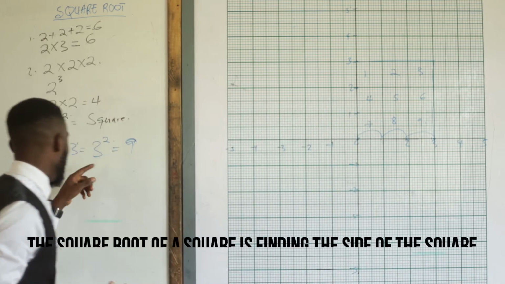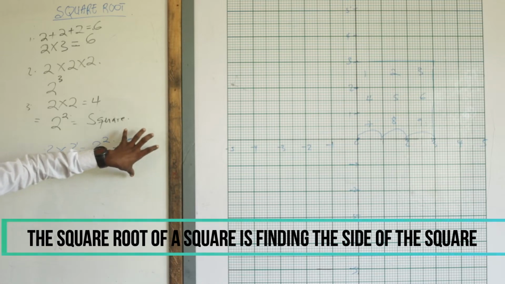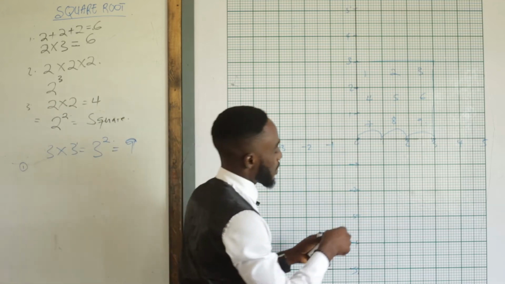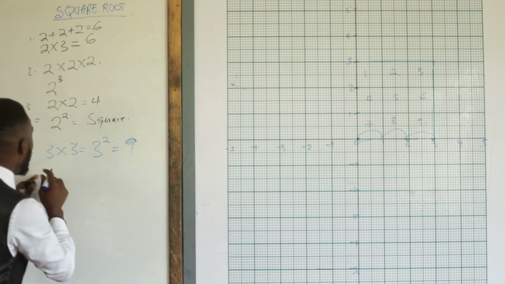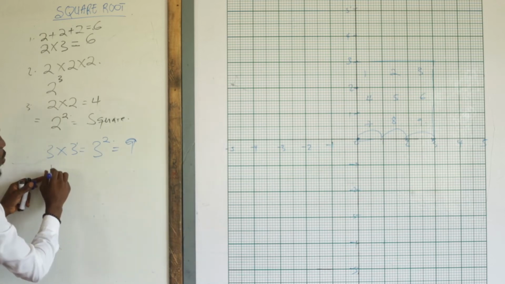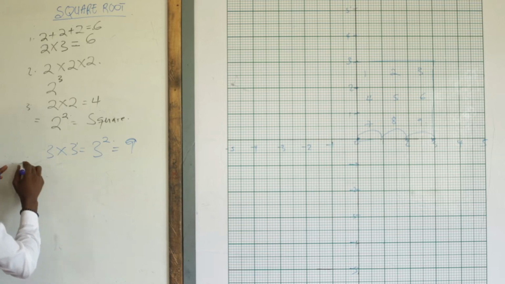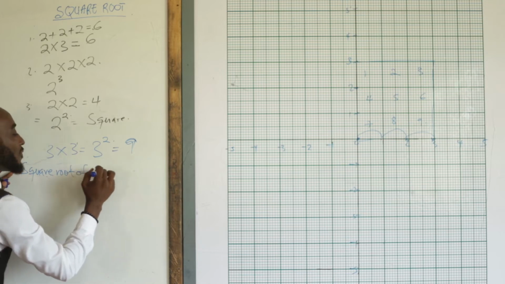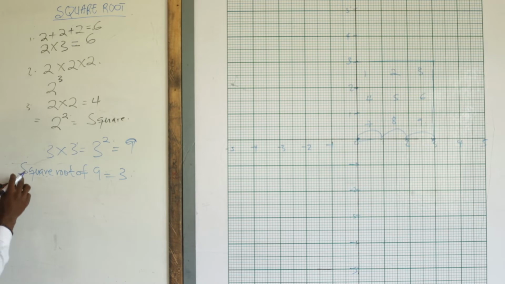So if you give me 9, you're asking me to find the square root of 9. Simply means, what is one side of the square? So one side is 3. So therefore, the square root, this is a symbol for it. So square root of 9 is equal to what? 3. The square root of 9 equals 3.